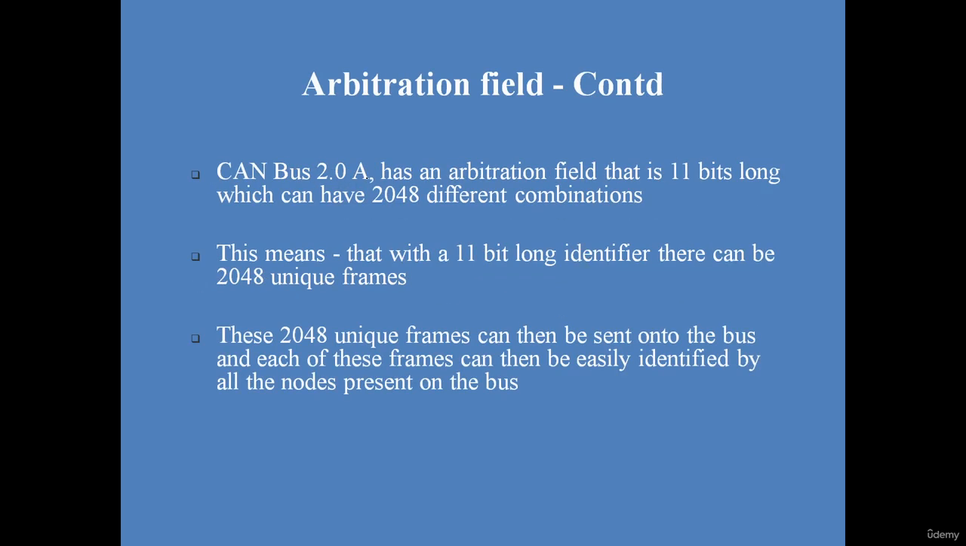Now CAN 2A has an arbitration field that is 11 bits long, which can have 2048 different combinations. This means that with the 11-bit long identifier, there can be 2048 unique frames. So if we are using CAN 2A, we can have 2048 different unique frames. These 2048 unique frames can be sent onto the bus, and each of these frames can be easily identified by the nodes present on the bus.